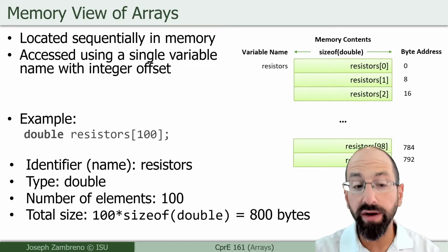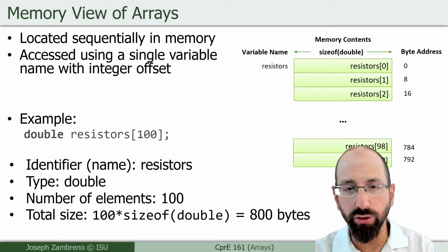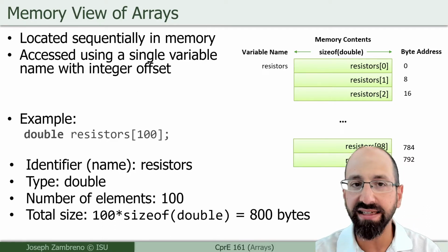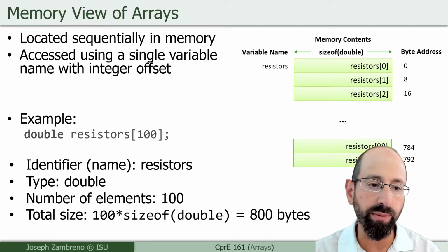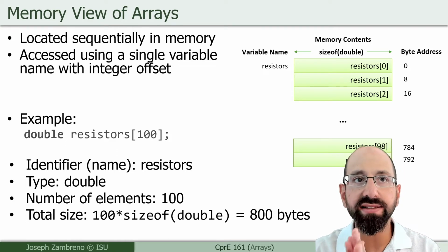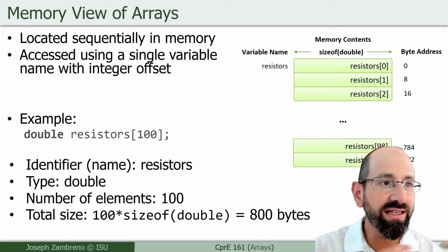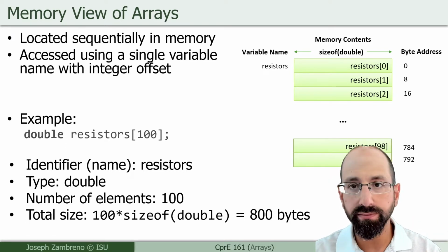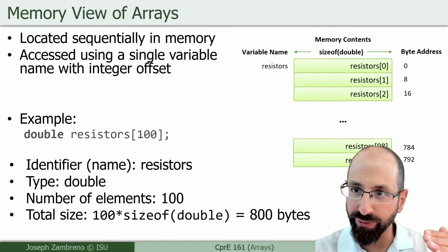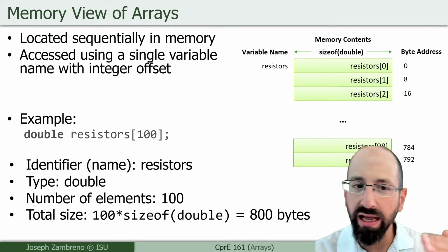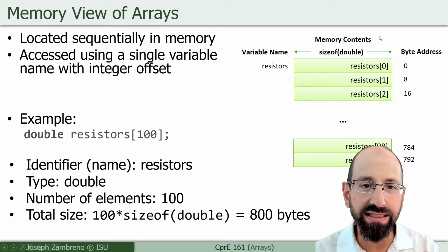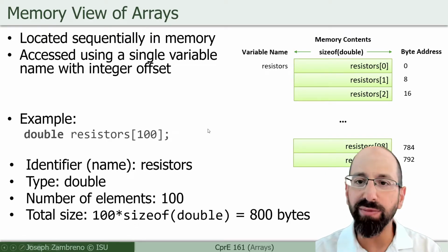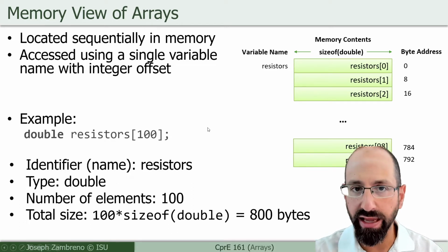The memory view of our arrays is pretty important here. I can't overstate this enough: we have to be thinking in these terms when we're accessing and creating arrays in our programs. Arrays are located sequentially in memory. So if I declare a double named resistors of size 100, I'm declaring 100 of those doubles. Doubles happen to be 8 bytes wide. If we're not sure of that, we can always use the sizeof operator to calculate exactly the size, but it's 8. It's going to be 800 bytes of memory we're allocating for that array.